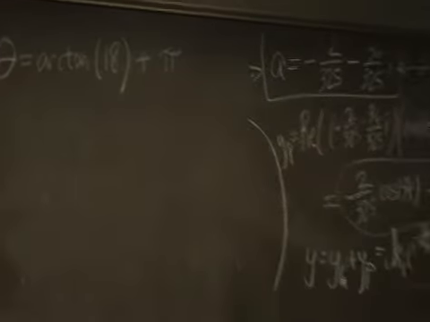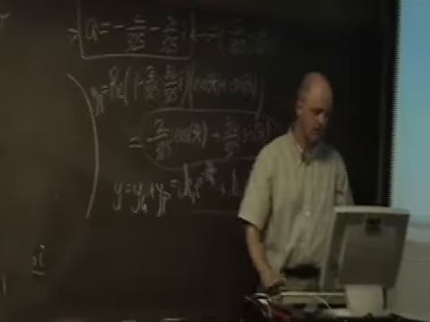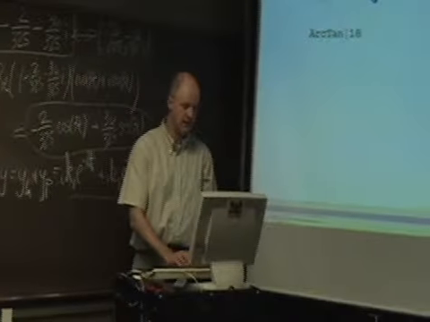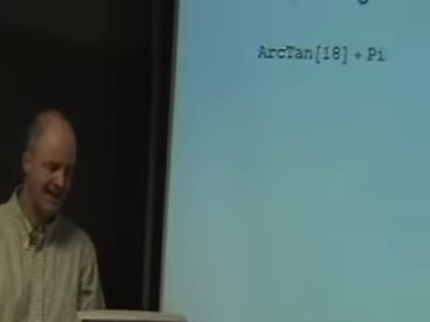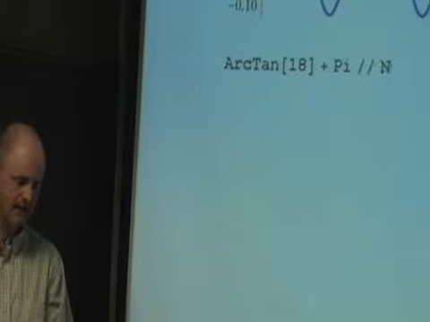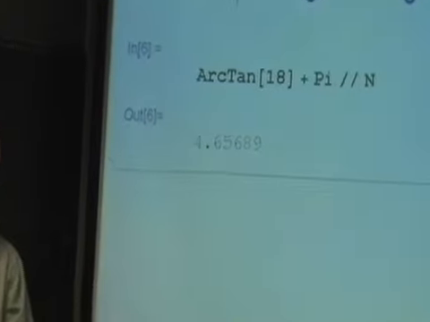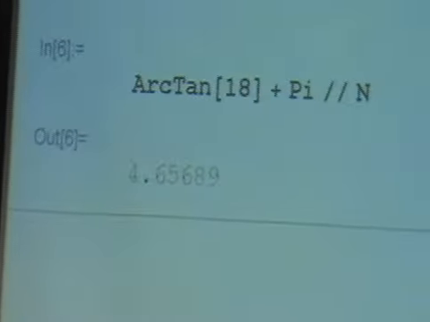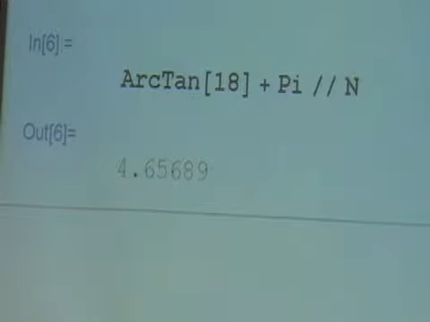Arctangent of 18 plus pi. It's about 4.65689 radians, and that would be the units of t.